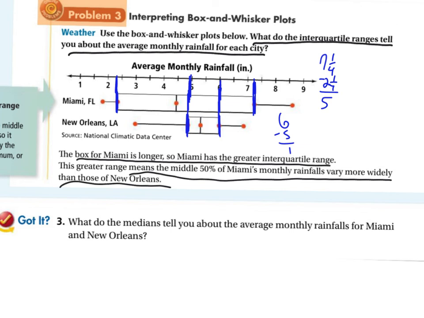And then the guide at 3 talks about the medians. So median for Miami is 4.5, and for New Orleans is maybe 5 1/4. So that just tells us basically half the time that Miami got less than 4.5 inches, and half the time they got more than that. New Orleans, half the time, the book is saying 5 3/10. I'm not sure how we would tell that exactly, but half the time New Orleans got less than 5 3/10 inches of rain. Half the time they got more than 5 3/10 inches of rain in a month.